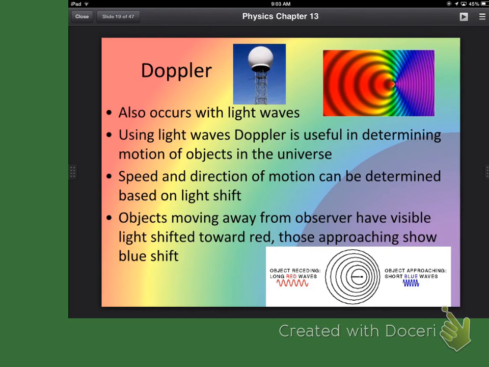then the frequency of their waves is extended. They are perceived as lower frequency, and they are towards the red end. So lower frequency, longer wavelength, those are the red waves. And so we talk about red shift, blue shift.